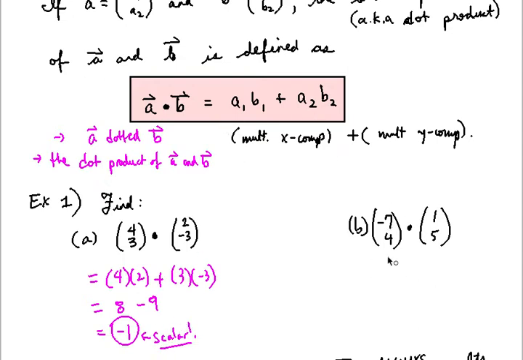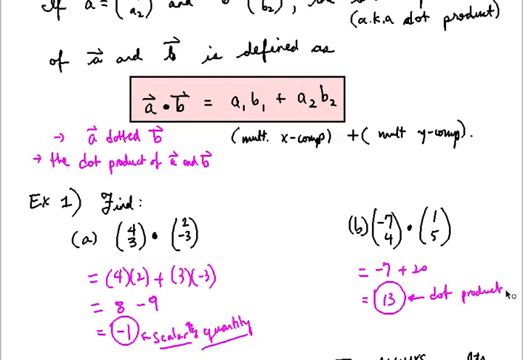Okay, let's try another one. The dot product of these two vectors, (-7, 4) and (1, 5), would be -7 times 1 plus 4 times 5, which is 20, so that would be 13. So 13 is the dot product. I should write here scalar quantity. So there you go. The dot product is a scalar quantity.